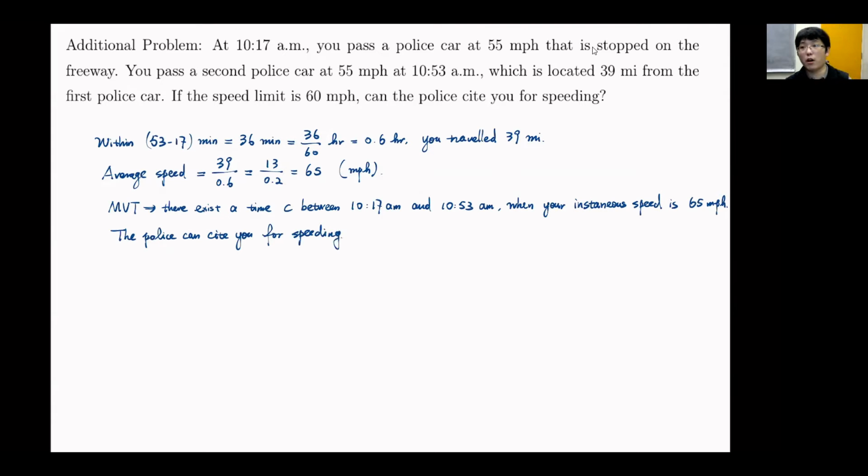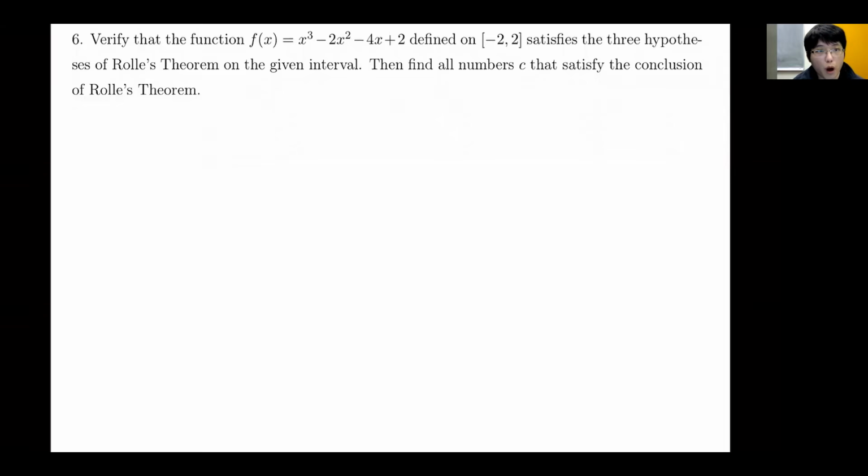Although I seriously wonder whether the police nowadays really understand the mean value theorem, at least mathematically, the police has a reason to cite you for speeding. All right, so this concludes the additional problem. We are left with two problems, number 6 and number 8. Let me work out these problems real quick, hopefully not making this supplementary video too long.